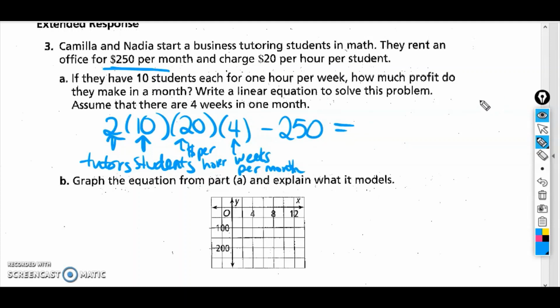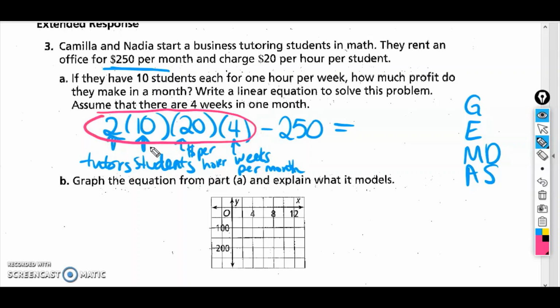So order of operations, remember we got grouping, exponents, multiplication and division left to right, and addition and subtraction left to right. Well, there's no grouping, there's no exponents, so you need to do the multiplication next. So you want to multiply all of this together first. So 2 times 10, which is 20, times 20 times 4. Figure out what this answer is and subtract 250, and that'll give you your profit.